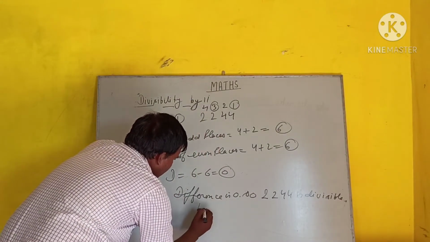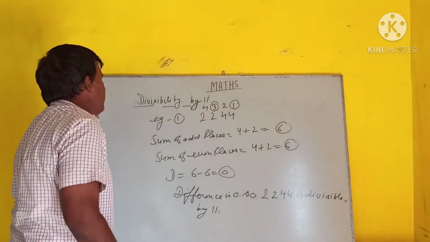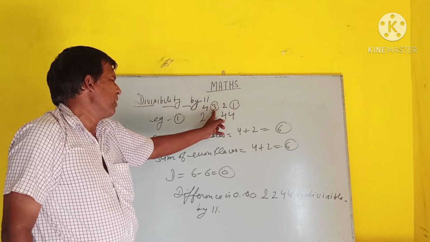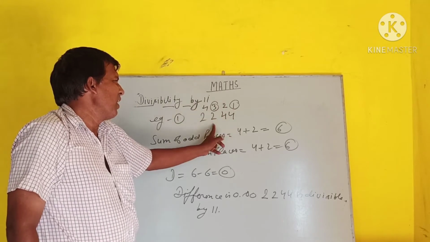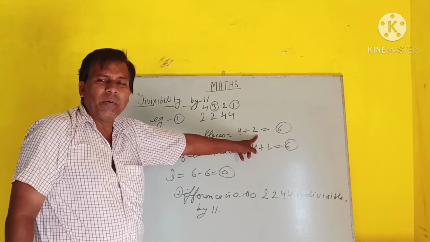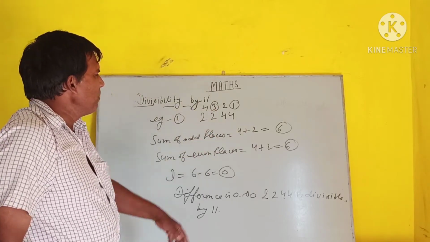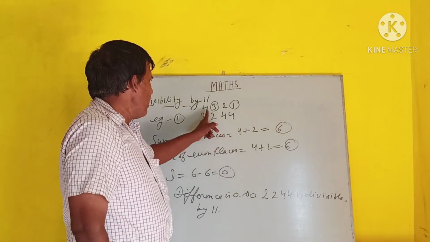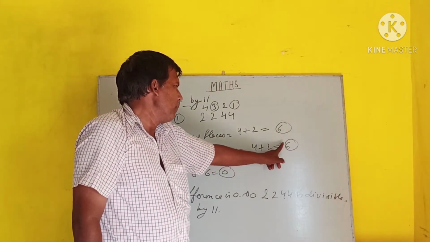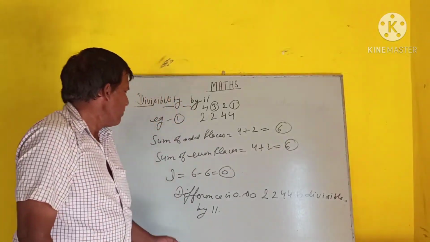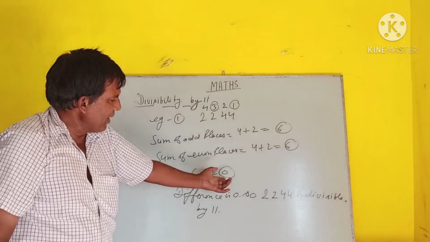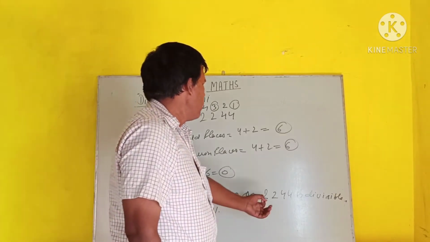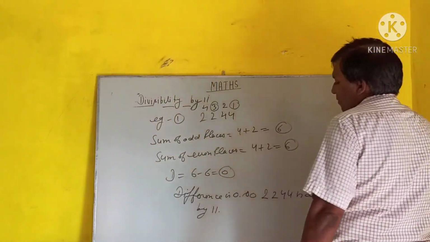Divisible by 11. See here, sum of odd places: the odd places are 1 and 3, there is 4 and 2, so on the odd places it becomes 4 plus 2. Sum of even places: here 2 and 4 are the even places. Place of 2 is 4 and place of 4 is 2. It becomes 4 plus 2 is equal to 6. Now the difference is 6 minus 6 is equal to 0. The difference is 0. So 2244 is divisible by 11.